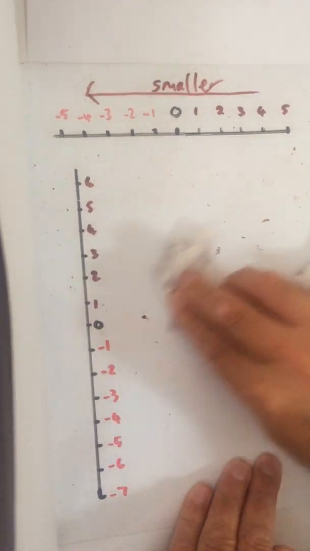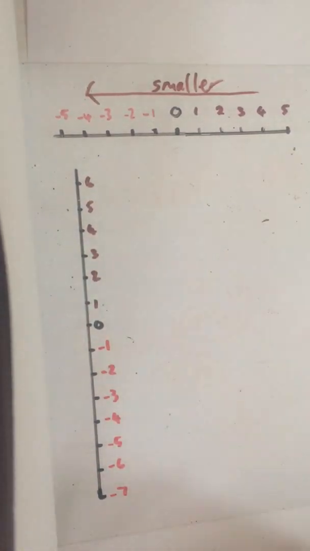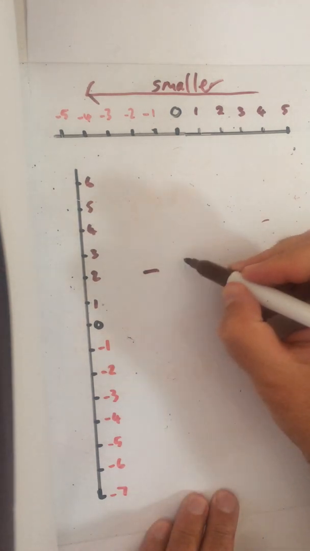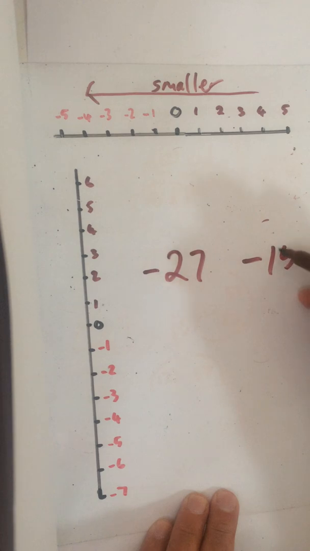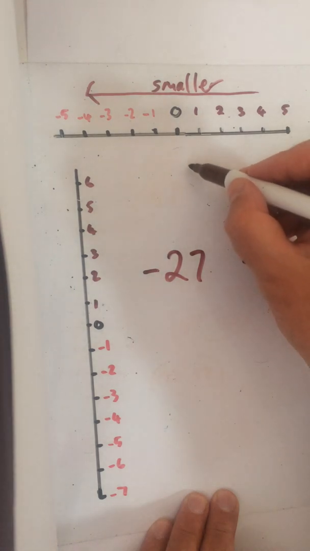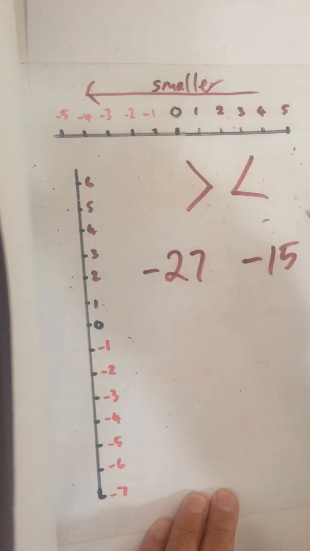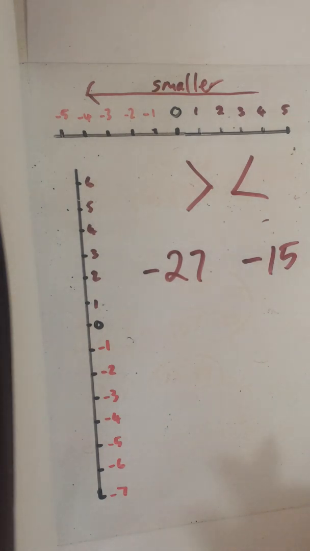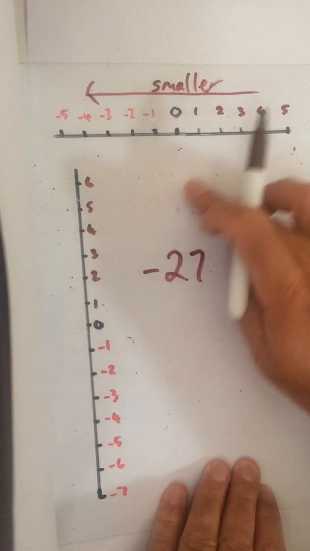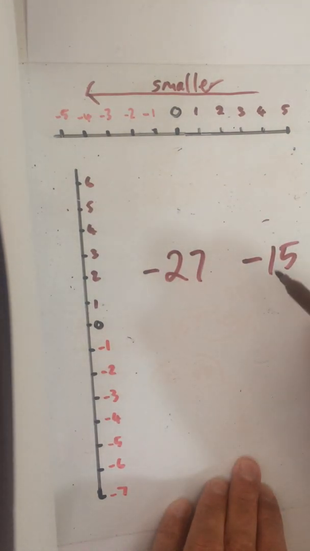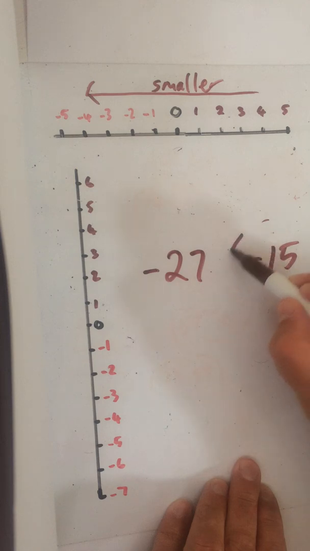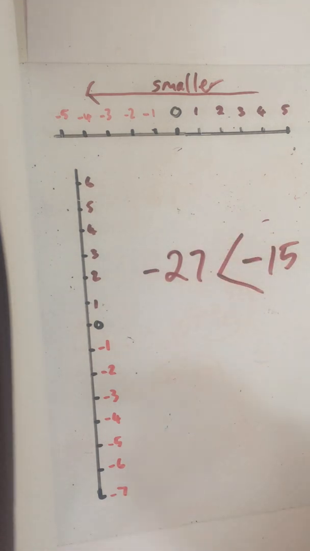Right, so have a think, which sign would I put between these? I've got -27 and I've got -15. Which crocodile sign would I put? Which is the biggest number? Remember the crocodile, it's the biggest number. Have a think about that. Which is the biggest number? Okay, and the biggest number is -15. That is the biggest number.